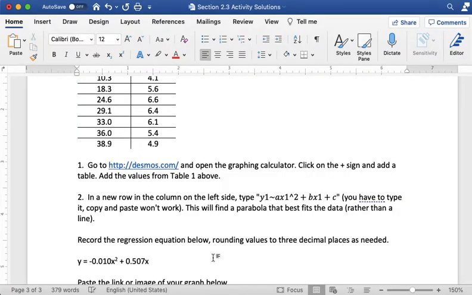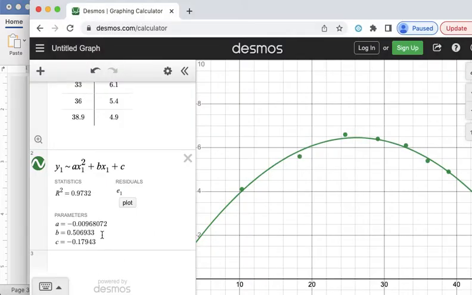And that's times x. And then my C value is negative 0.179. That does not round up because after the 9 is a 4.